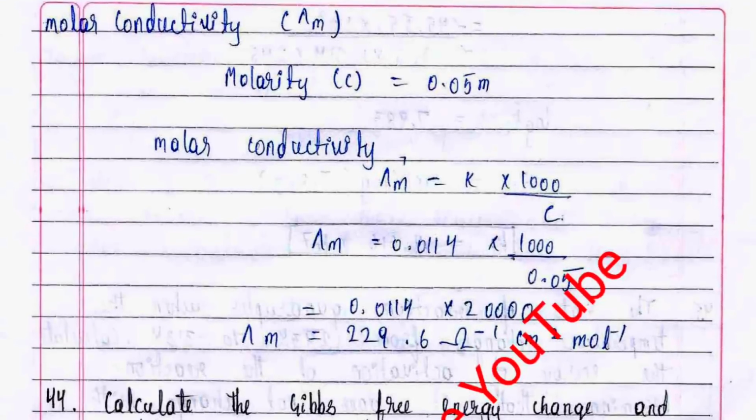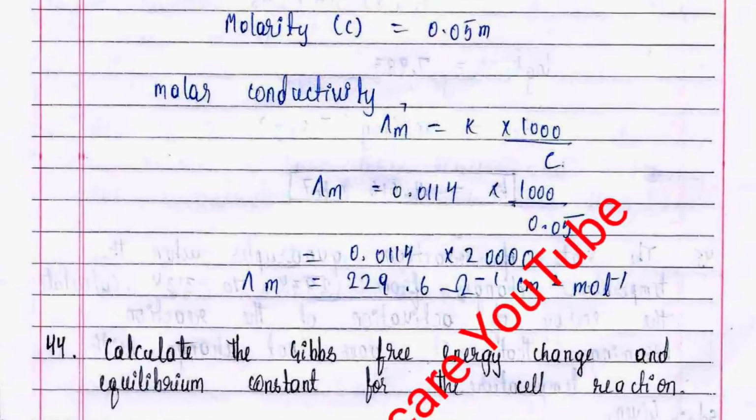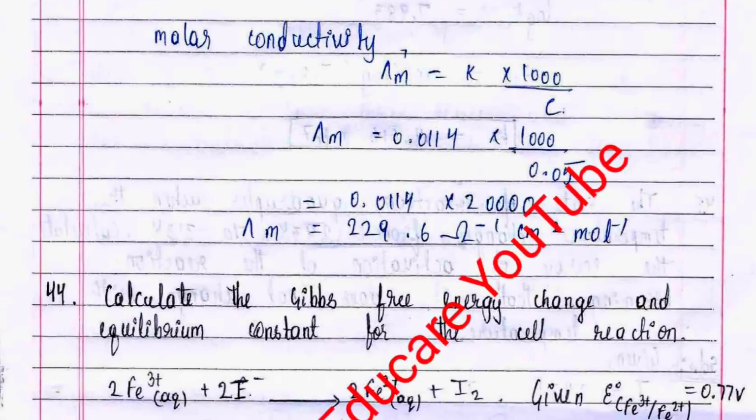44. Calculate the Gibbs free energy change and equilibrium constant for the cell reaction, and the answer is below.